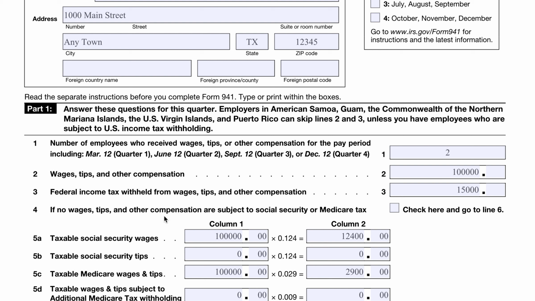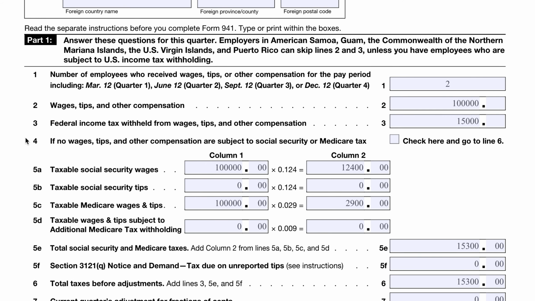So in line 4, if there are no wages, tips, or other compensation that are subject to Social Security or Medicare tax, you can check the box here. You would skip all of these line 5 items that have to do with Social Security and Medicare tax, and then you would go right down here to the total taxes before adjustments. That's not applicable in this case, so we are going to go through each of these.